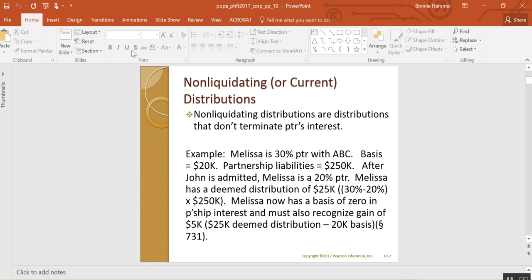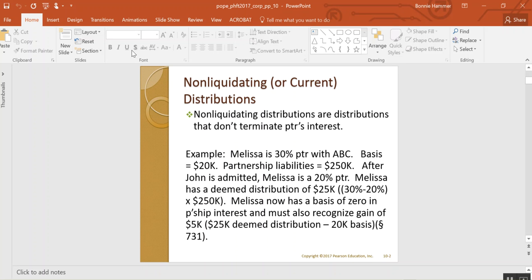After a second partner named John is admitted to the partnership at some later date, Melissa's interest in the partnership goes down from 30% to 20%. So her partnership interest is diluted. And that happens sometimes when a new partner buys in. You may have a number of partners buy in, and it dilutes one or more of the existing partners' interests in the partnership. In this case, hers goes down from 30 to 20%.